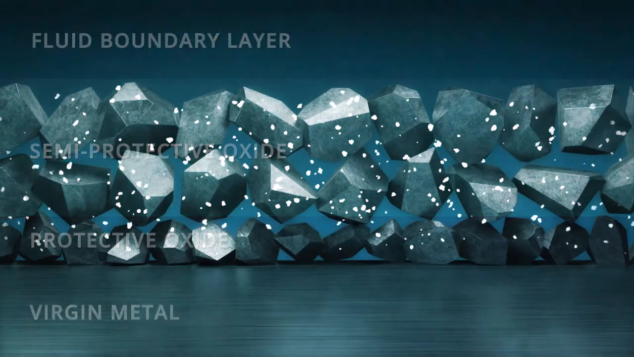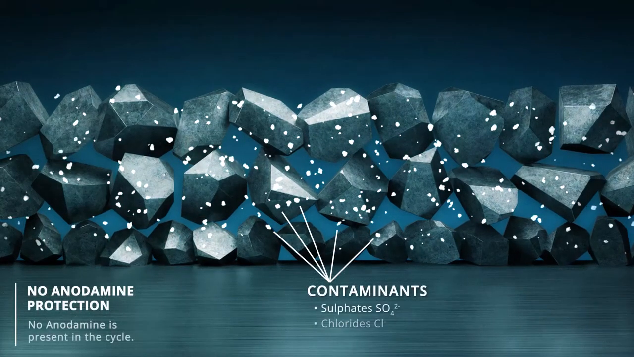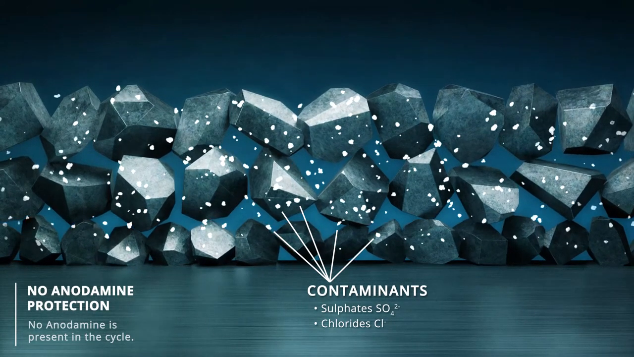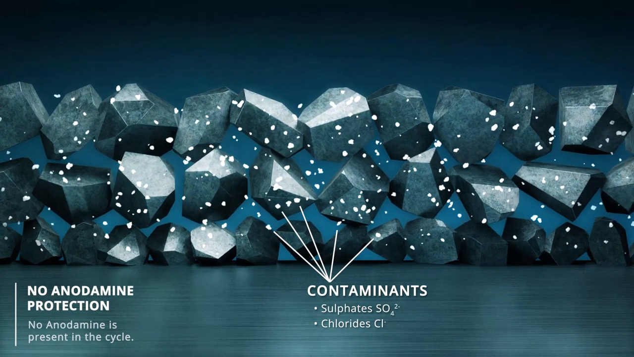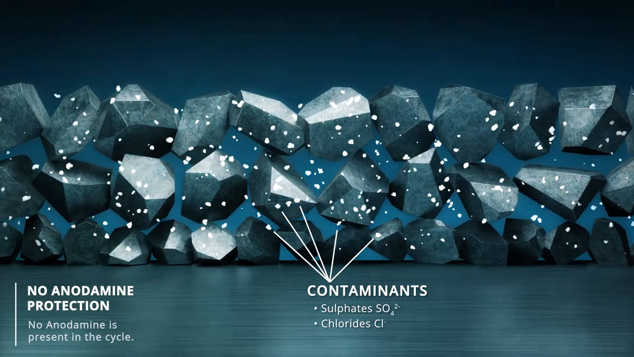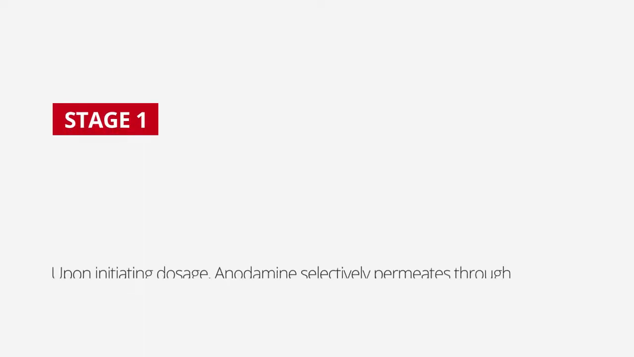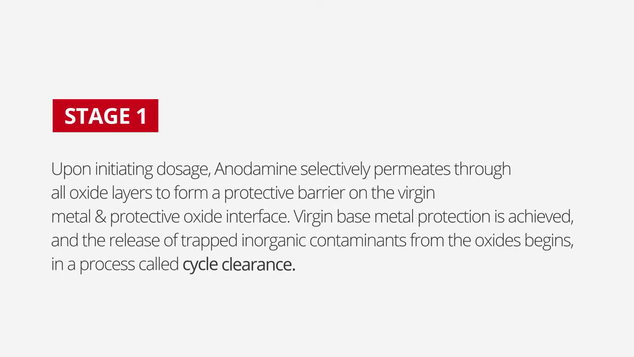The virgin base metal and all the oxide layers as shown are prone to corrosion. There are typically harmful contaminants, such as sulfates and chlorides, trapped in the oxides due to poor makeup water quality or condenser leak events. Upon initiating dosage, Anodamine selectively permeates through all oxide layers to form a protective barrier on the virgin metal and protective oxide interface.